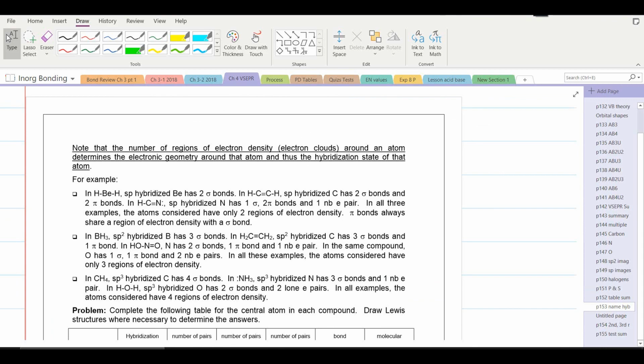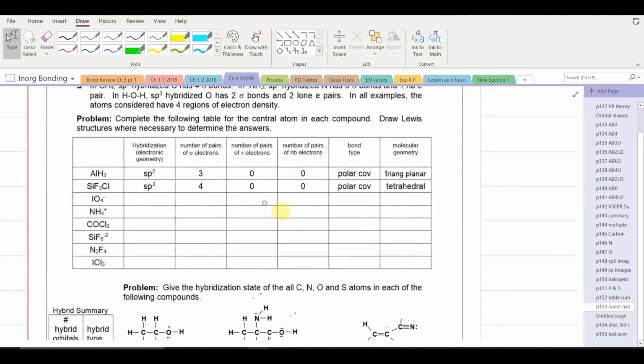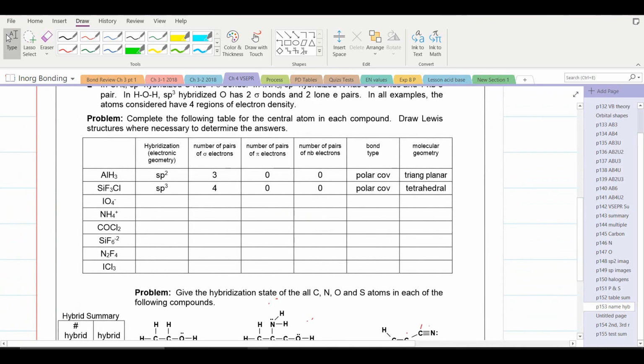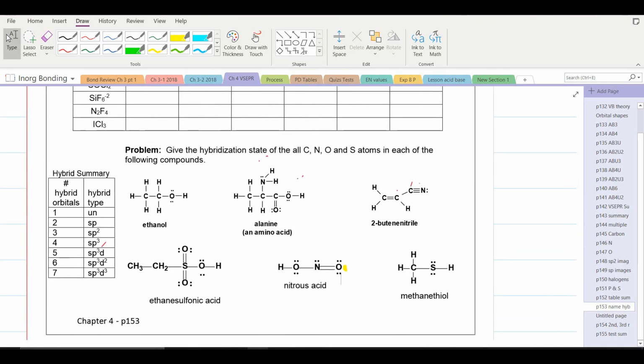Page 153. Here's an exercise where I'm asking you to fill in this table with respect to the central atom in each compound. And I won't take this up. We've done many examples, but the answers are on the next page in your notes. At the bottom of the page, something that I think is fairly important.